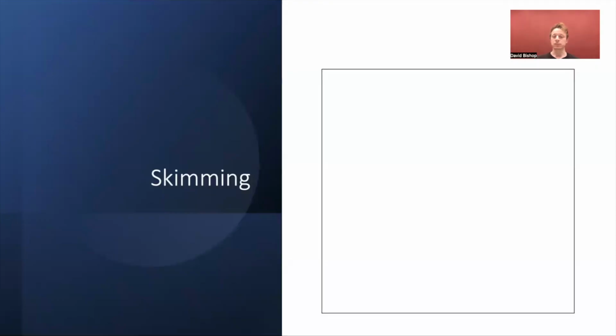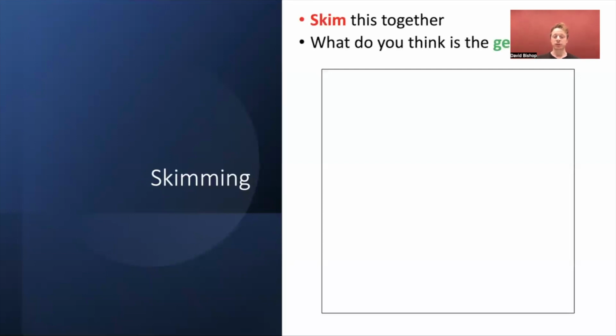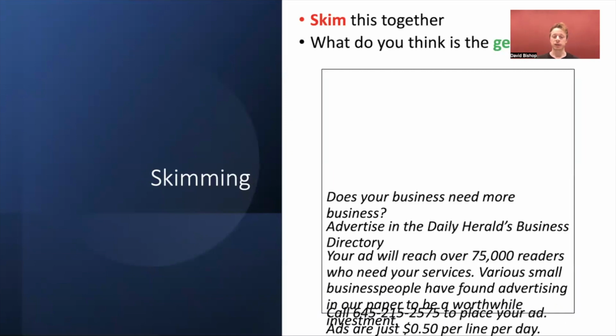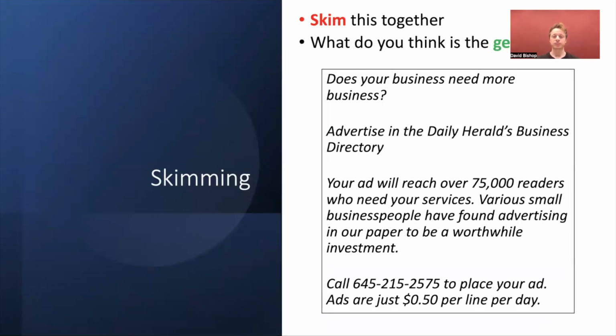All right, so let's try this out. Skim this very short written work, and can you decipher what the general idea or the gist actually is? Here it is. Try and do it as fast as you can. All right. If you decided that the general idea is a newspaper trying to reach out to small businesses who maybe want to advertise in their publication, you'd be absolutely right. That is the general idea of this.